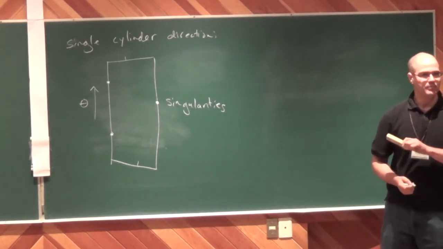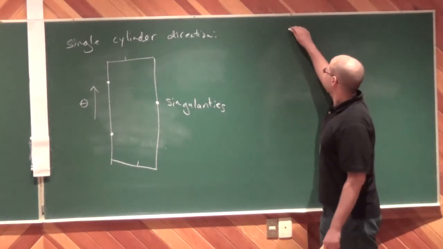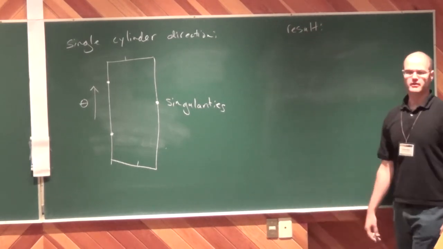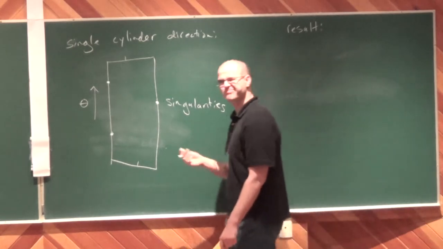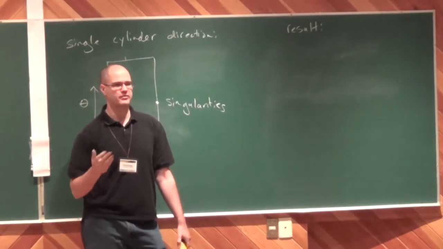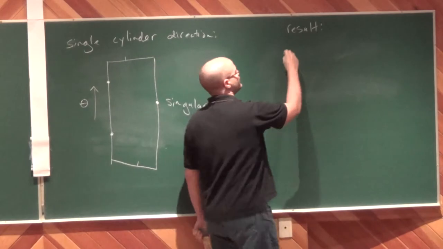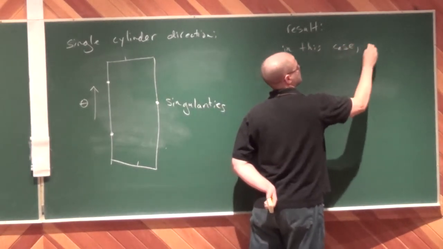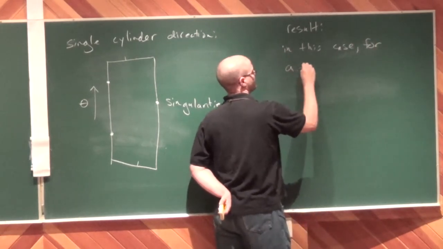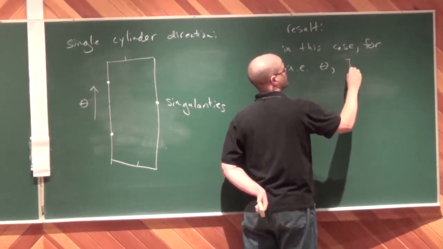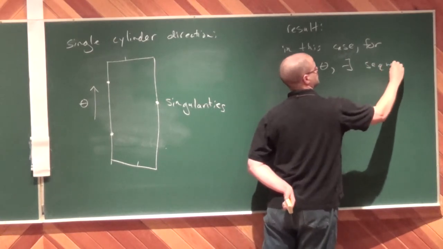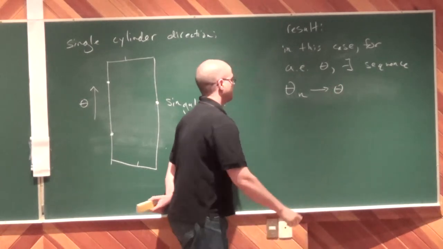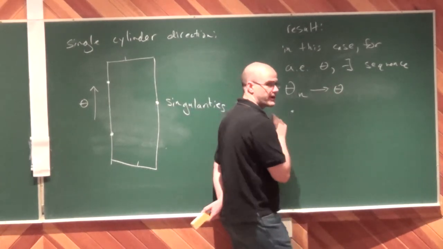But something even better happens. This is an application of a theorem of Caroline Series regarding, I forget the exact terminology she uses, but approximation of orbits of Fuchsian groups. So in this case, for almost every theta, there exists a sequence theta n converging to theta so that the following holds. All the theta n's are single cylinder.